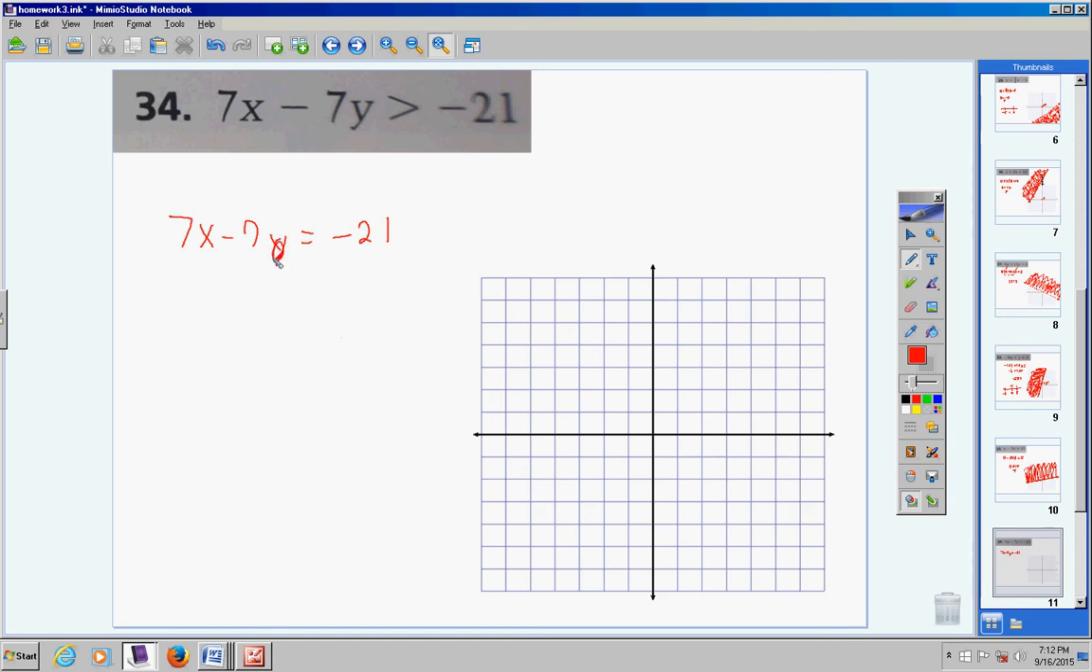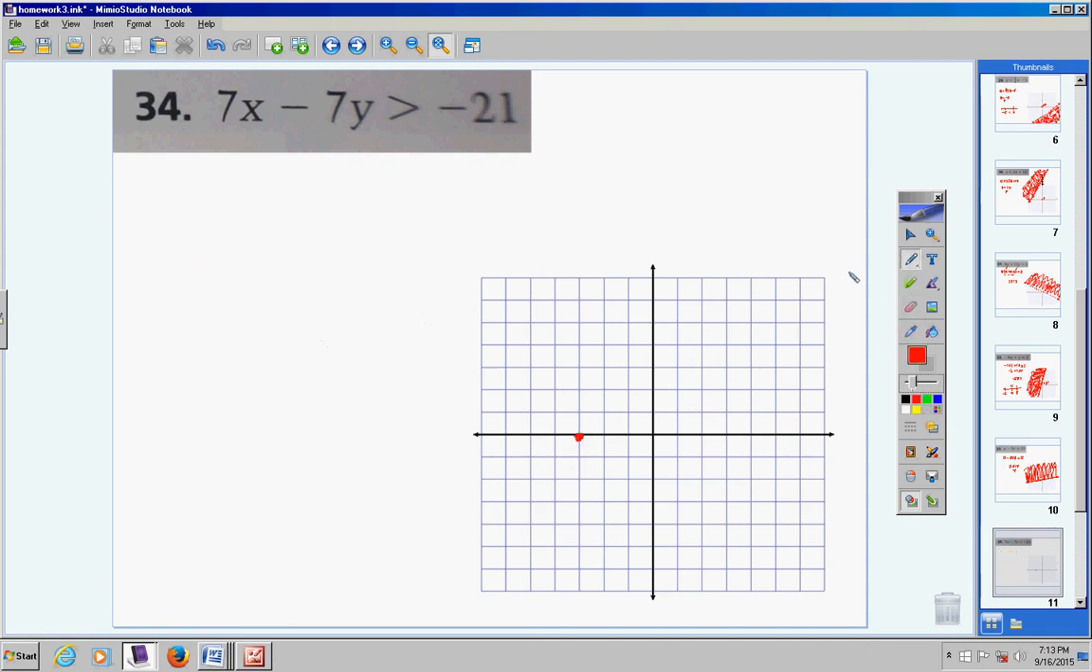Where the y is, I'm going to put a 0. 7 times 0 is 0, so 7x minus 0 is 7x. Now divide by 7, a negative divided by a positive is negative. 21 divided by 7 is 3. So my x-intercept is negative 3.